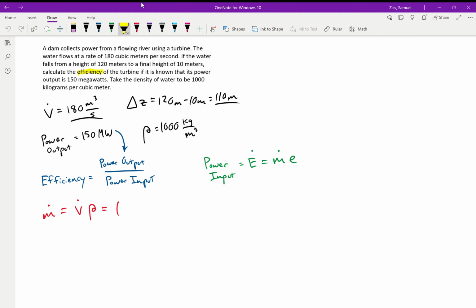180 cubic meters per second by the given density of 1,000 kilograms per meter cubed. This is going to give us a value of 180,000 kilograms per second.